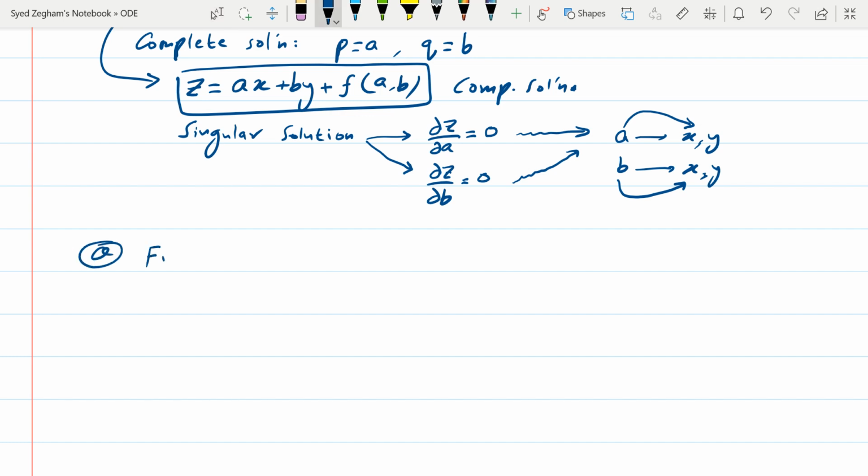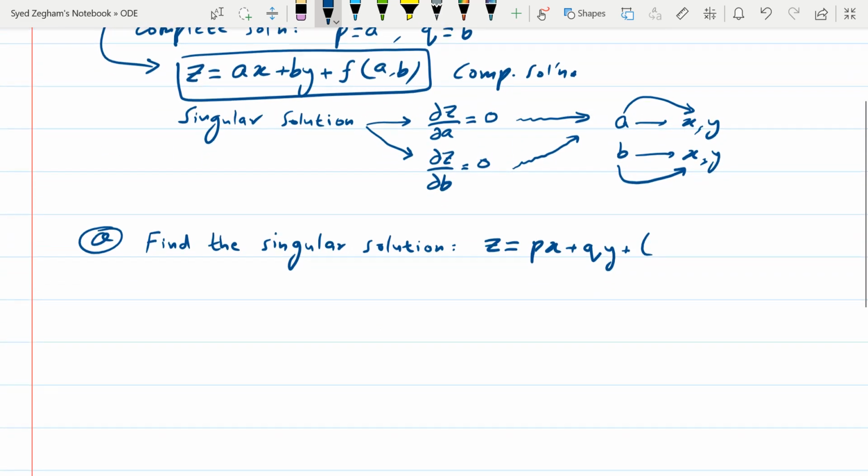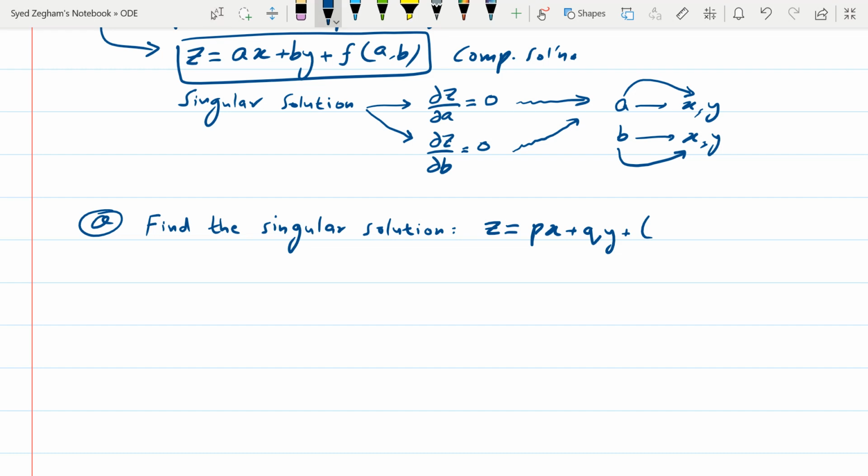Question is: find the singular solution of this partial differential equation, which is in the Clairaut's form, z equal to px plus qy plus some function of p and q, which in this question, let us take as 3p square plus pq plus 4q square.